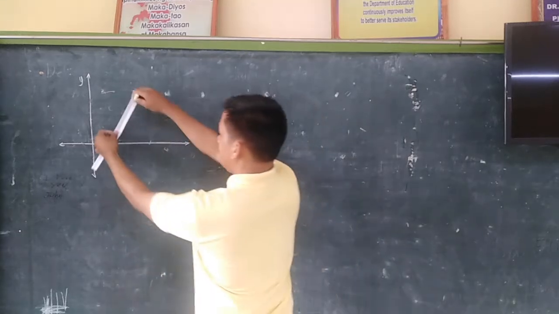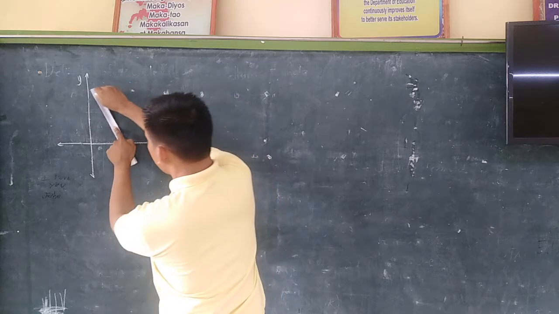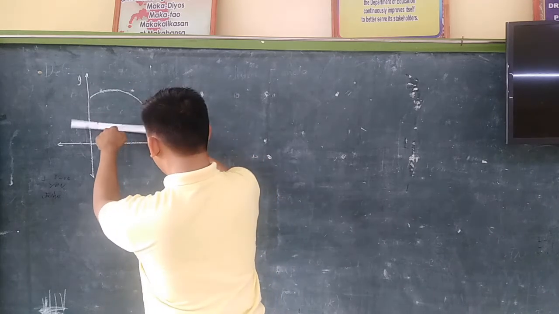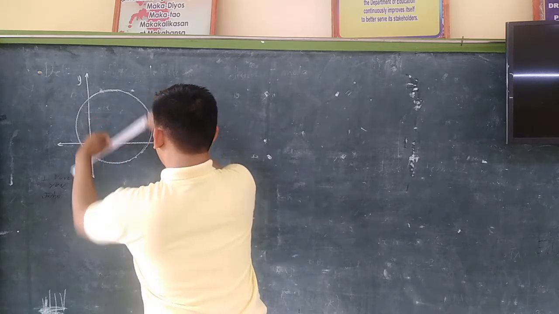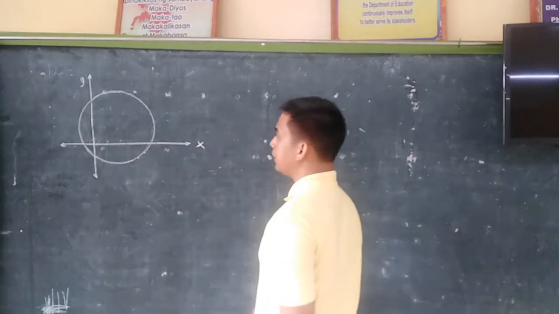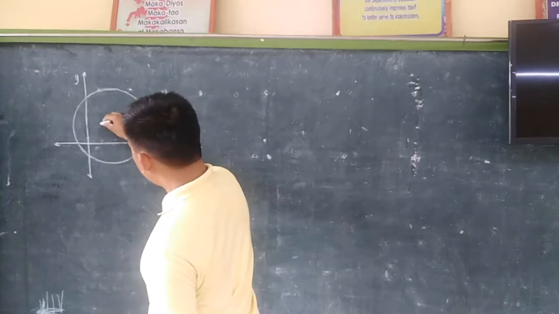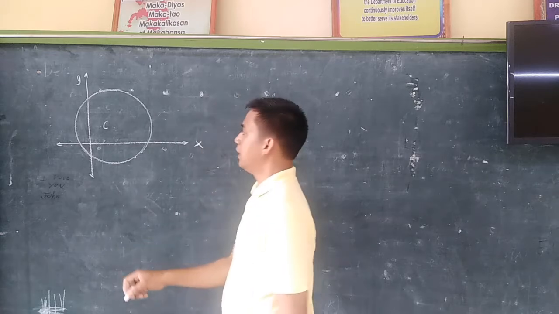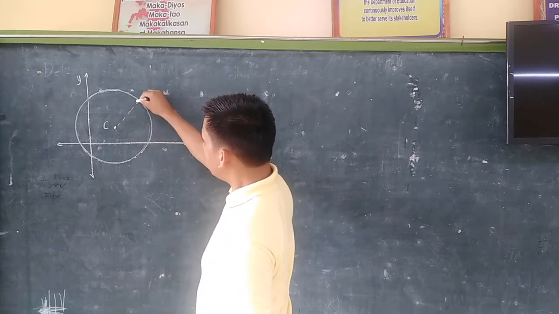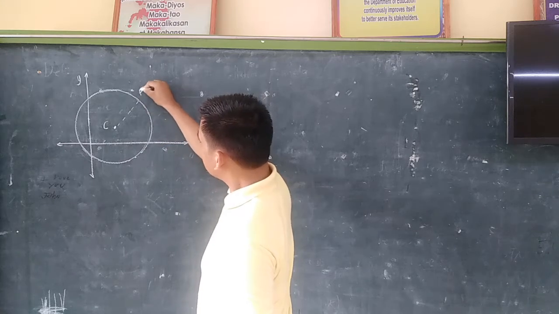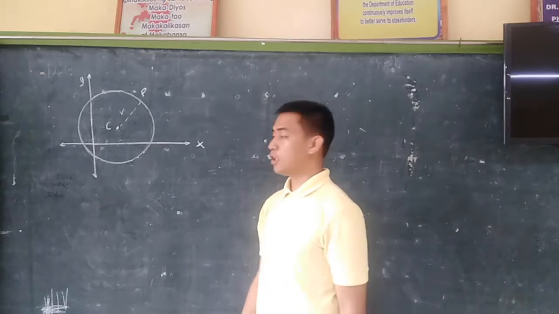A circle consists of all points on a plane that are equidistant from a fixed point called the center, and the distance from the center to any point P of the circle is called the radius.